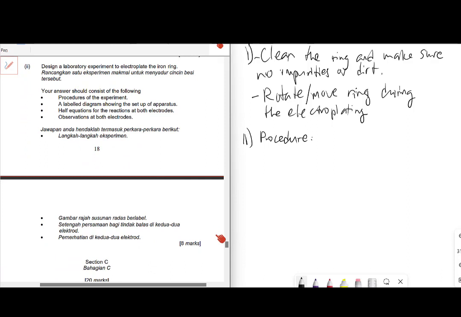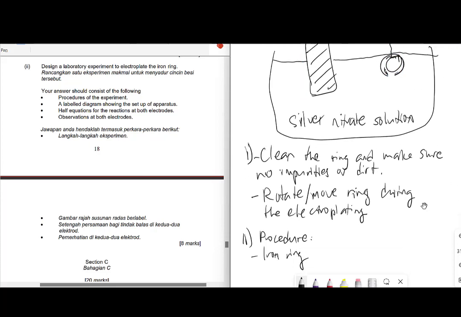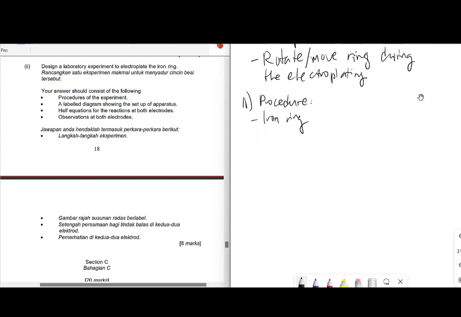Iron ring: make sure you know where to connect your iron ring. As I show in the diagram here, your iron ring is connected to the negative terminal. So the iron ring is connected to the negative terminal of the battery.